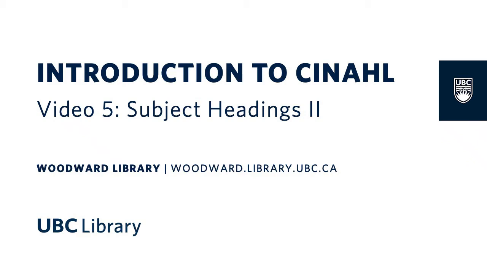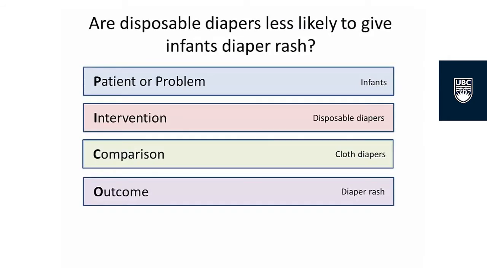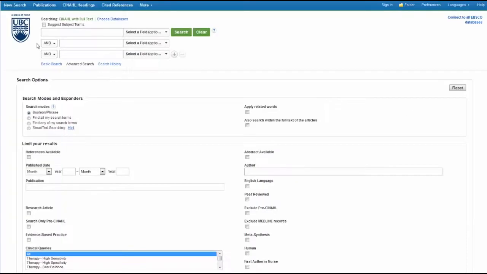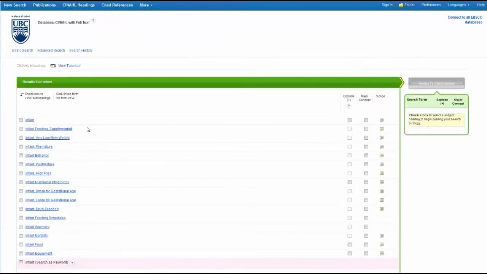After learning how to perform subject heading searches in the last video, let's turn our subject heading search to the population in our sample question, infants. As before, we enter the search term in the main search box and check the Suggest Subject Headings button again. From the list of our potential subject heading terms, we can pick out the term we want to use.